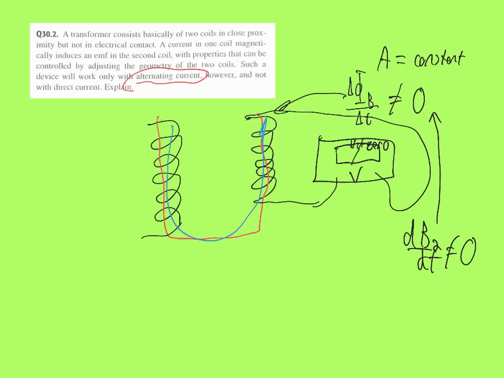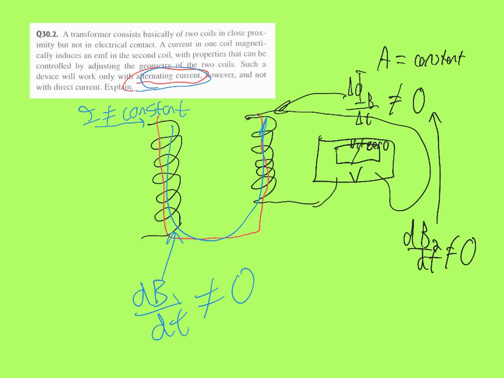So that means that this field cannot be zero. And the only way that can happen is if we have a current going in here that's not constant. The best way to ensure that is to have the alternating current.